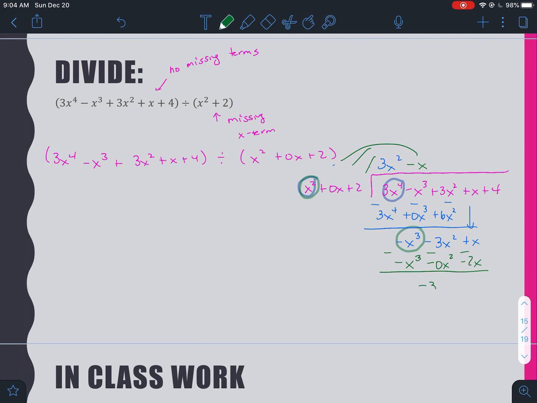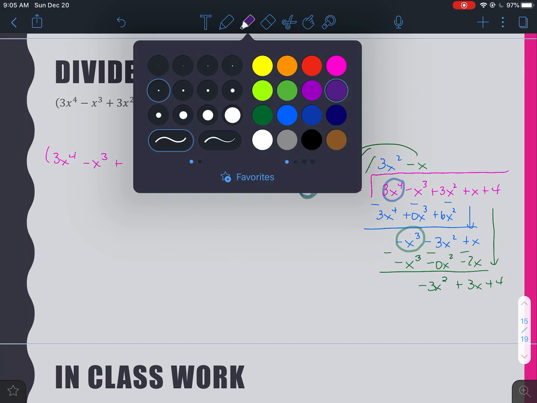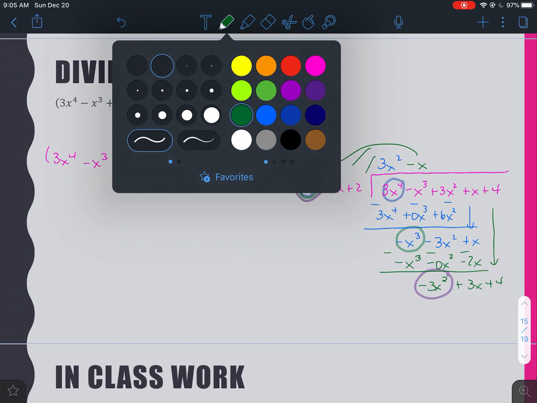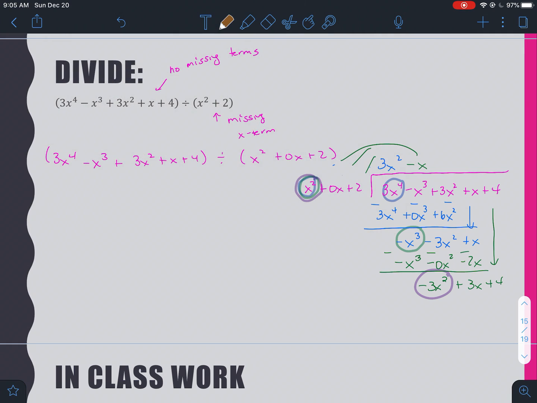And subtract going down. Negative x cubed minus negative x cubed is 0. Negative 3x squared plus 0x squared is negative 3x squared. x minus negative 2x is 3x. And then bring down the 4. And then x squared times what is negative 3x squared? Well, we'll need a negative 3. And then we're going to distribute in the negative 3. And we get negative 3x squared minus 0x minus 6.